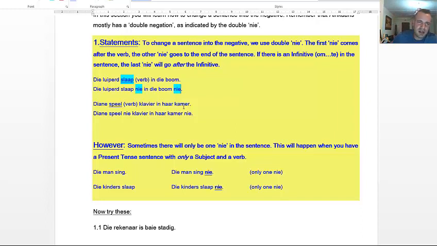Okay. "Diane speel klavier in haar kamer." She's playing piano in her room. Firstly, you need to identify that it's a statement. Then you need to find the verb. The verb is typically after the subject. There it is. You're going to put a nie after that and a nie at the end of your sentence. She's not playing piano in her room. She's playing the violin, or she's playing it somewhere else.